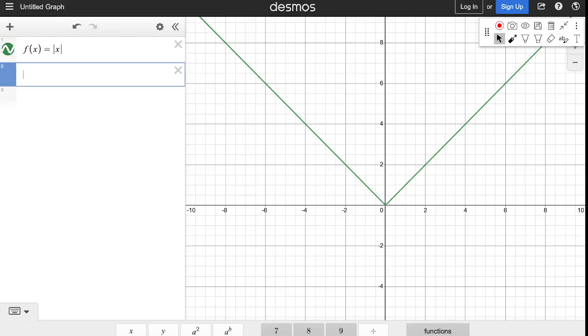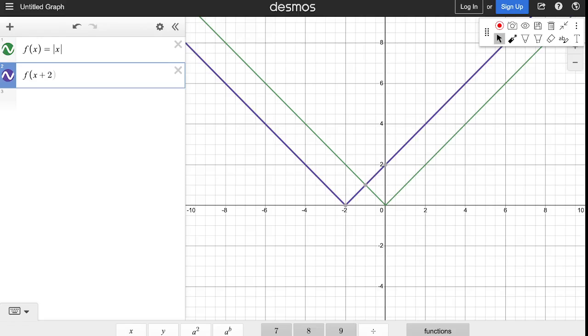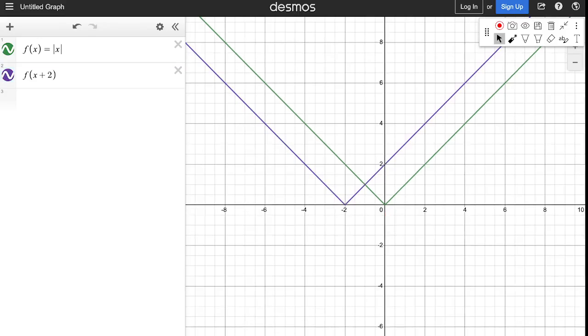So let's see what happens as we change inside the function, and that would look like f of x plus 2, right? That would be putting a 2 inside the absolute value, and as we see, it has moved it to the left by 2 units, exactly sort of how we may have anticipated, going in the opposite direction. Instead of going to the right 2, it's going to go to the left 2.